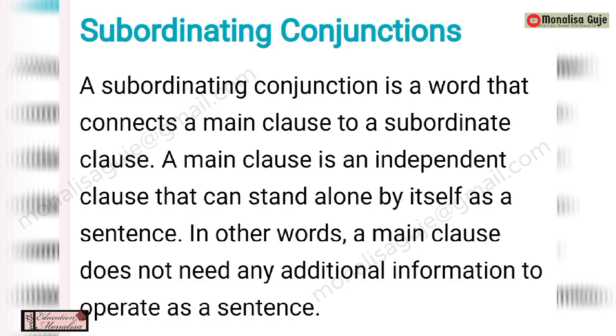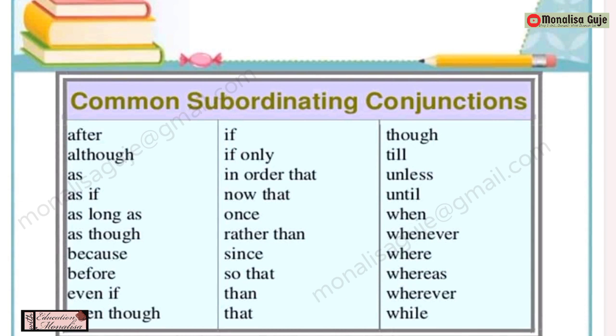Now the second one, that is subordinating conjunctions. A subordinating conjunction is a word that connects the main clause to the subordinate clause. Main clause is an independent clause that can stand alone by itself as a sentence. In other words, a main clause does not need any additional information to operate as a sentence. So, clause means sentence, as I have told you. In subordinating conjunctions, the first one is a complete sentence, and the words used are after, although, as if, as long as, though, because, before, even if, even though, and so many more. You can just have a look and draw this table in the notebook.